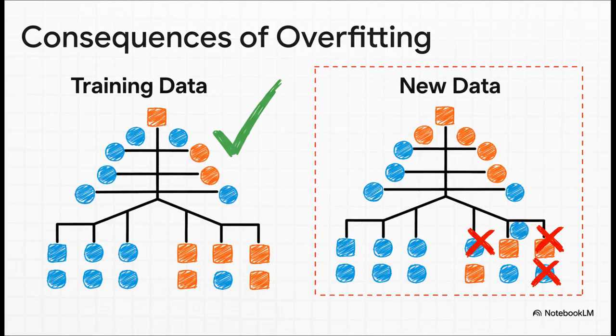Well, the problem is the tree has become so obsessed with the training data that it's memorized the noise, not the actual signal. It's created these incredibly specific if-then rules that just don't apply to anything else. So the moment you show it some new data, its predictions just fall apart. It's perfectly tuned to the past, which, ironically, makes it absolutely terrible at predicting the future.